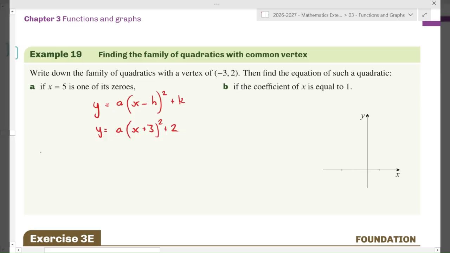So question A is asking us, if x equals 5 is one of the zeros, to find the actual equation. So we need to find a, and then we can expand it out, or we don't even need to expand it out. But, oh yeah, we do need to expand it out. So we need to get it so we know what it is. All right, so we know that x equals 5 is one of the zeros. How do we calculate the zeros?